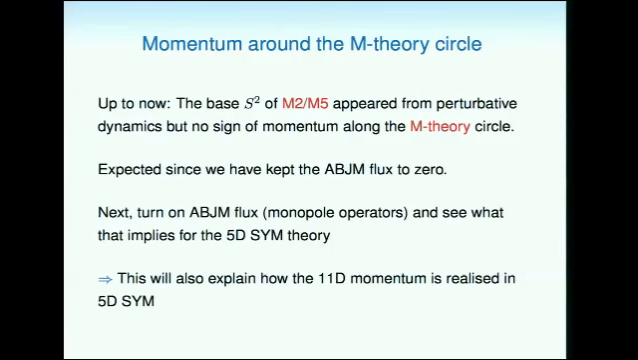So the next thing we'll do is turn on the ABJM flux in the full quantum theory, that would correspond to taking into consideration monopole operators, and see what that implies for 5D super Yang-Mills theory. Of course, this will also explain how the 11-dimensional momentum is realized in 5D super Yang-Mills.